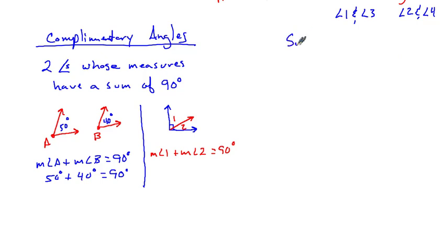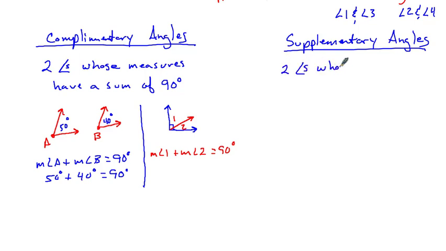The next type of angle, the last type of angle, are called supplementary angles. All right? Supplementary angles are two angles whose measures have a sum of 180 degrees. So very similar, right? Except one adds up to 90, the other one adds up to 180. So ways you might see that.